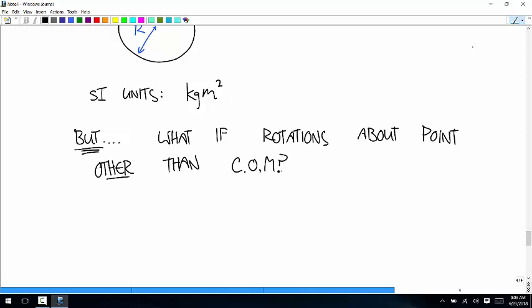Because all of those formulas were for rotations about the center of mass of those shapes. Well, in this case, there's a really useful, you can think of it as like a correction term. It's based on the parallel axis theorem.